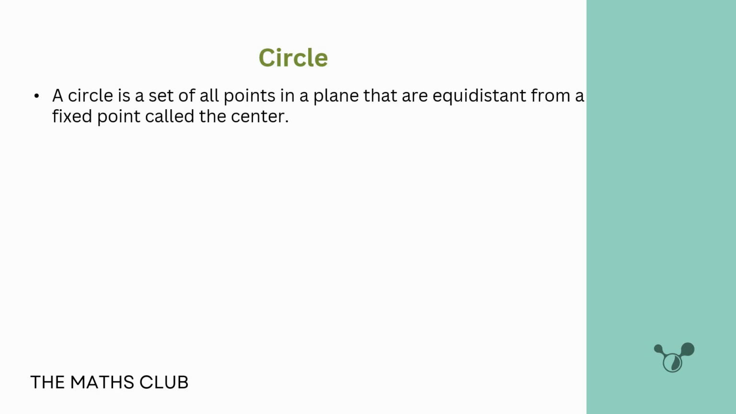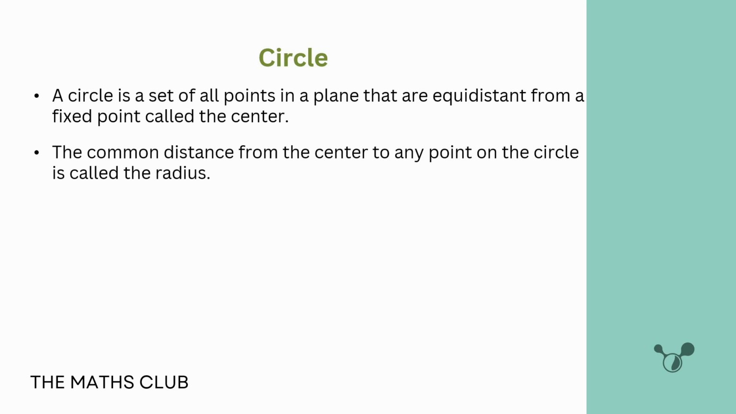So basically, a circle is a set of all points in a plane that are equidistant from a fixed point called the center. You're coming from the center, and then all around the center, every point from that center is equidistant. That means that they have the same distance. So when you do that, you have a circle. The common distance from the center to any point on that circle is called the radius.